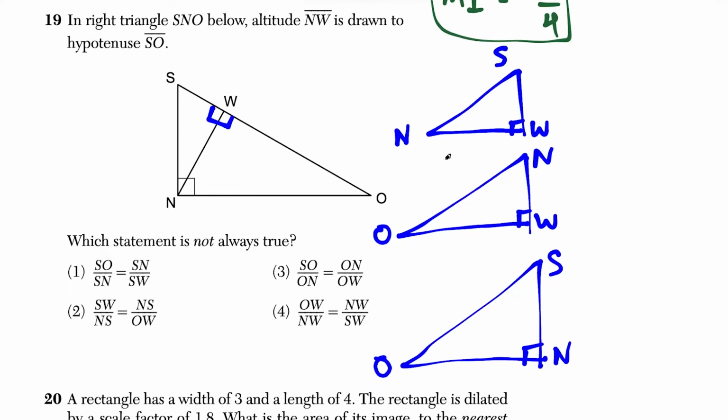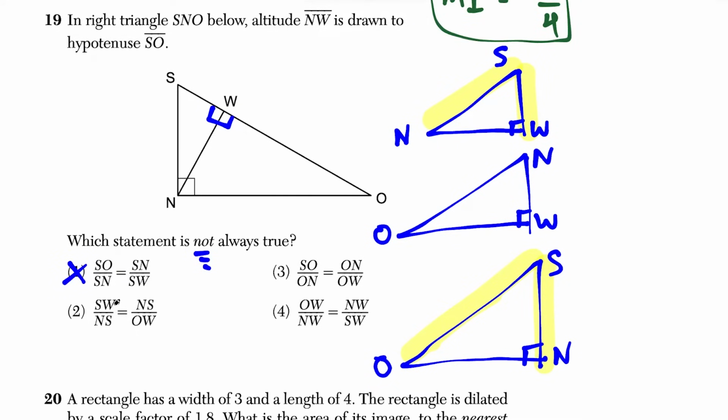So now I think it'll make it much easier to go through the answer choices to see which one is not always true. So if we do SO over SN, so that's in the big triangle, SO is over here at the hypotenuse, and SN is the vertical side. So we have SO over SN, and let's see, equals SN over SW. Well, notice what we're comparing here. We're comparing this side, so SO over SN, to SN over SW. And notice those sides are corresponding, so these ratios here we can say are equal. So choice 1 is out. This equation will always be true.